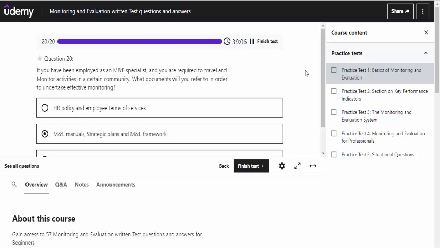So now the reason why I was a bit guessing, a bit thinking through things, is that this employee terms of service may be useful if you are doing a DQA, a data quality audit, of all your staff. So you'd want to see exactly if they are fulfilling their role as M&E officers or not.